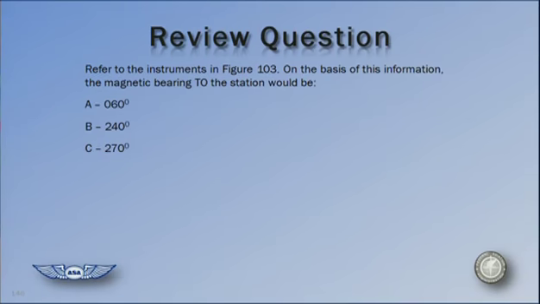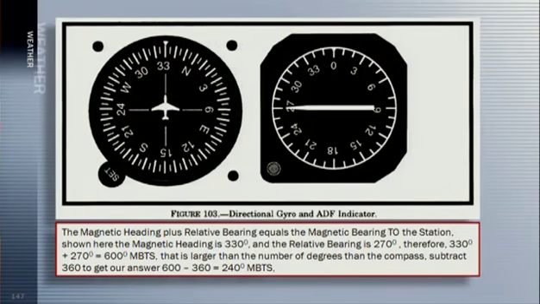On the basis of this information, the magnetic bearing to the station would be A, B, or C. Now the information on Figure 103 helps us out a little bit here. The magnetic heading plus relative bearing equals the magnetic bearing to the station. Shown here, the magnetic heading is 330 degrees and the relative bearing is 270 degrees. Therefore, 330 degrees plus 270 degrees equals 600 degrees MBTS. Now, that's a larger number than the number of degrees on the compass. We have to subtract 360 to get our answer. 600 minus 360 equals 240 degrees MBTS.